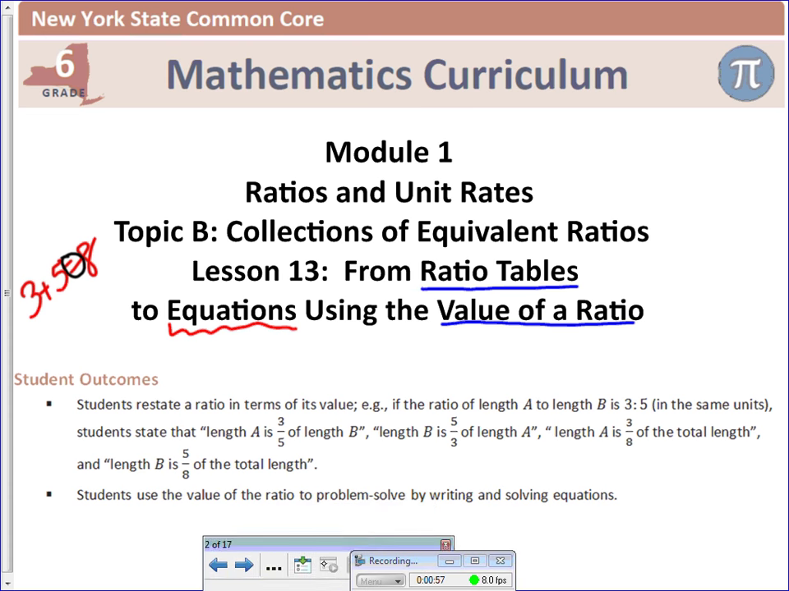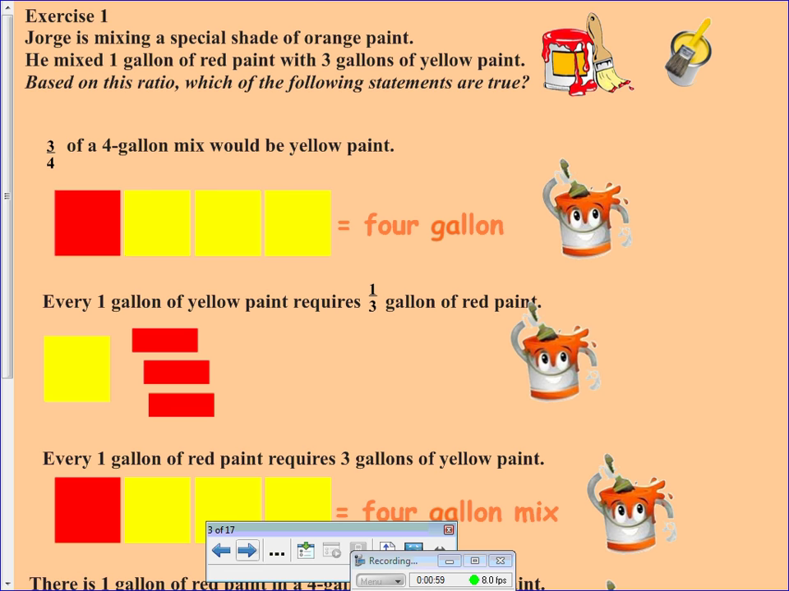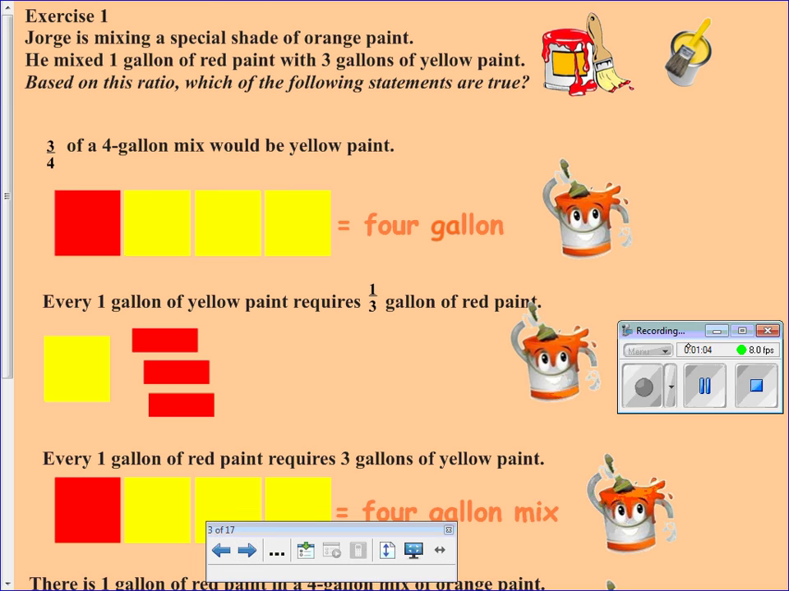Let me move this out of the way. Okay, so right now on your tables, I'm going to pause the recording to give you some directions.